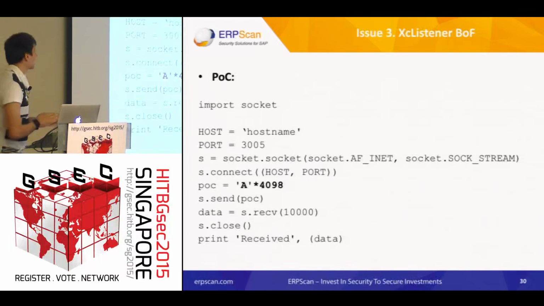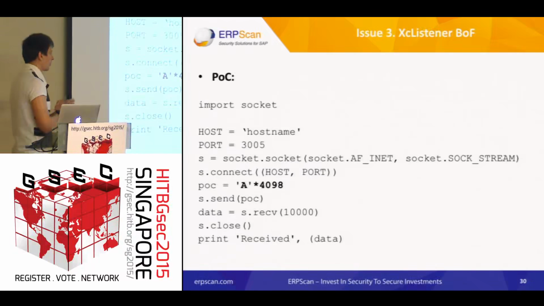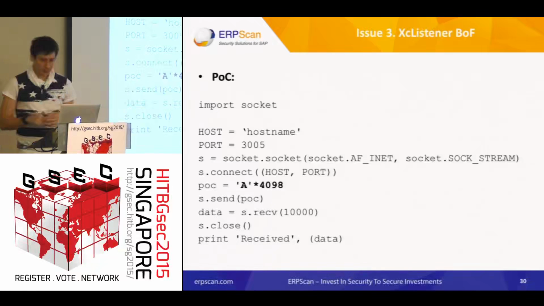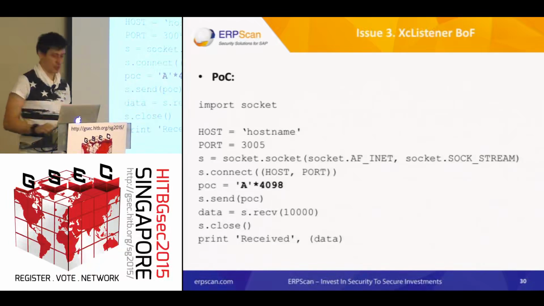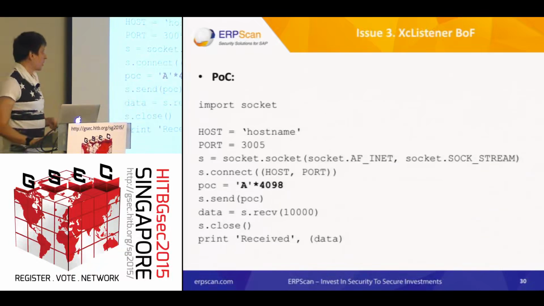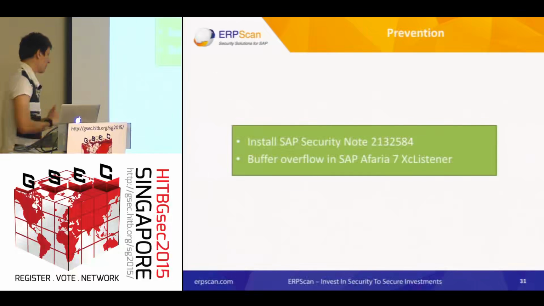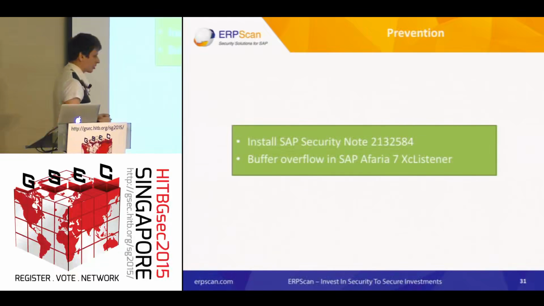Another example of a buffer overflow, which allows, as a result, executing arbitrary code on the operating system of the Afaria server. Right now, SAP, of course, has closed those vulnerabilities.